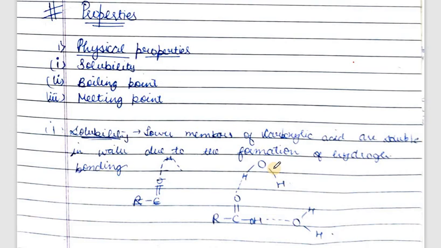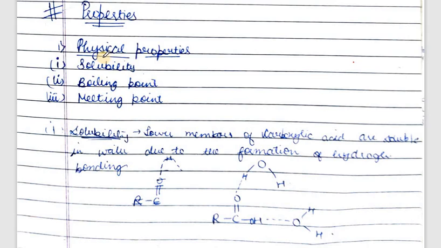We will continue with the carboxylic acids. In this we have already done IUPAC naming and preparation of carboxylic acids. Now we will start with properties. In this, first is physical properties and then the chemical properties, and in today's lecture we will do physical properties and the main acidic character of carboxylic acids. So first is physical properties.